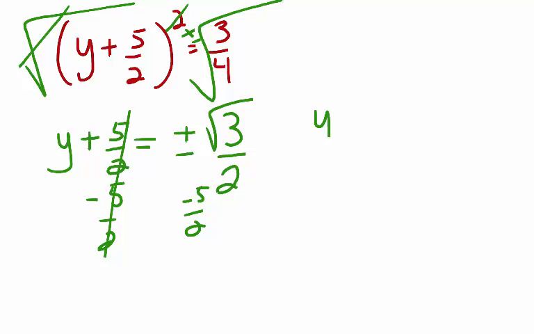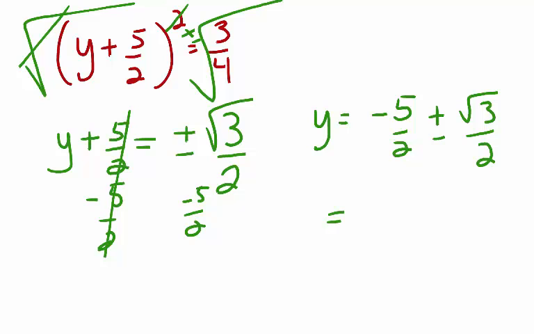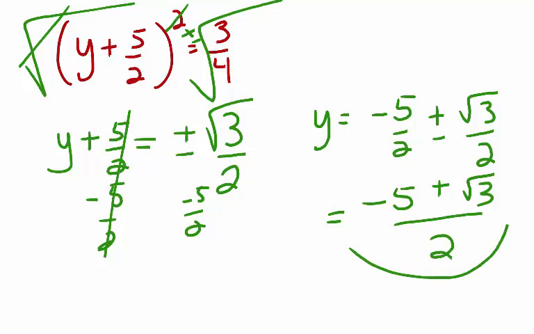So I'm left with y equals negative 5 halves plus or minus square root of 3 halves. And because we have a denominator of 2 in both terms, this can be rewritten as negative 5 plus or minus square root of 3 divided by 2. And that's our final answer.